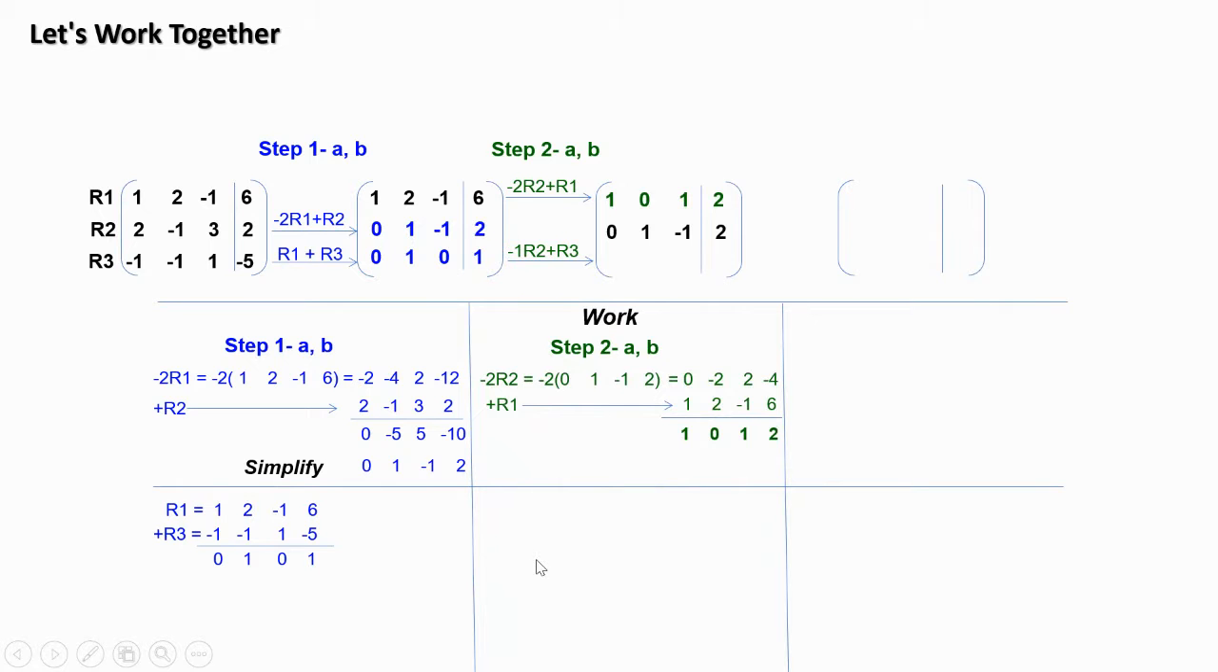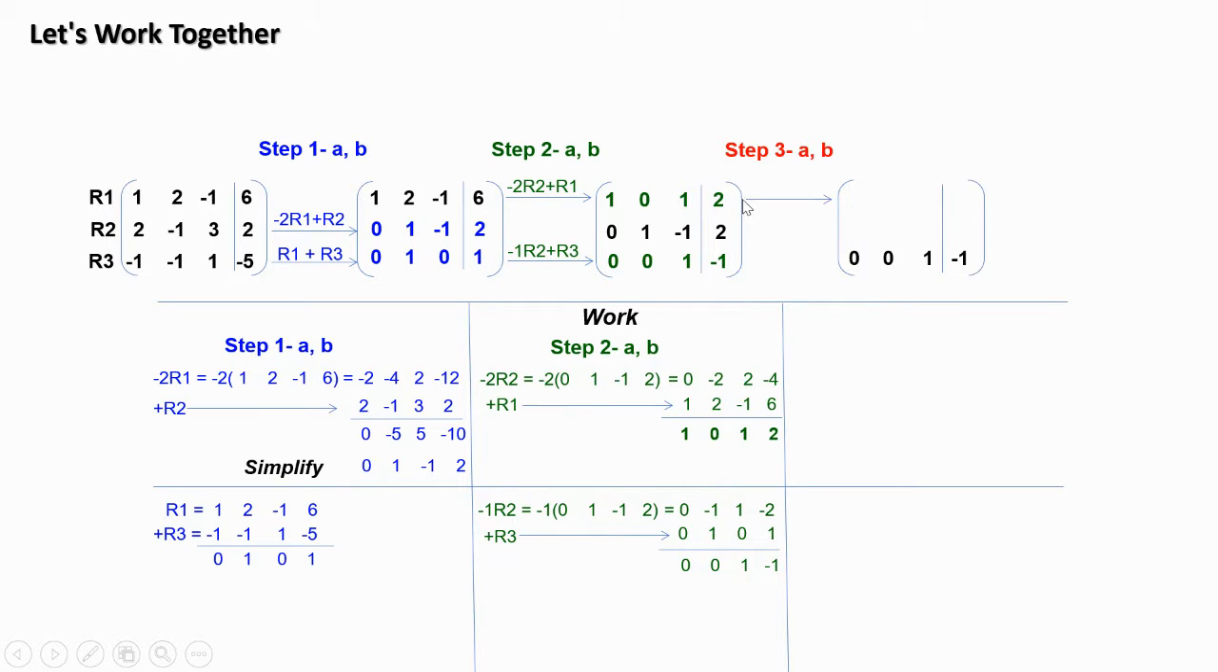Now let me do the second part for step 2, which is -1 row 2 plus row 3. So -1 times row 2, I'm going to multiply -1 times everything in row 2, which gives me 0, -1, 1, and -2. I'm going to add it to row 3. So row 3, we just slide it over. So I'm going to get 0, 0, 1, -1. That's my new row 3. Okay. Now, I already did steps 1 and 2.